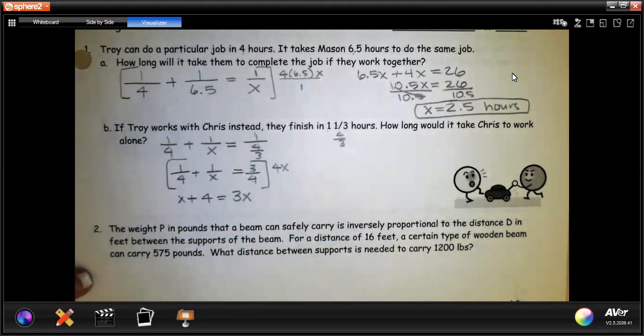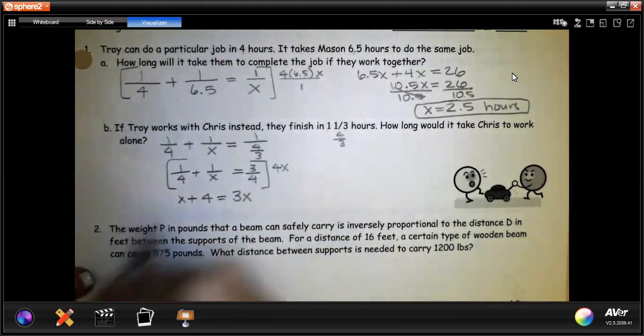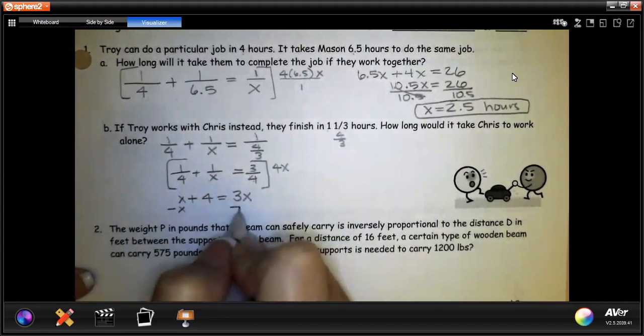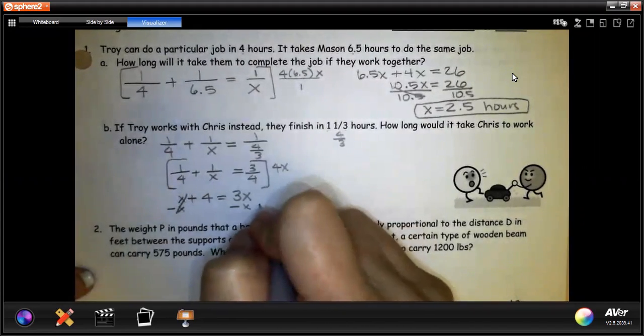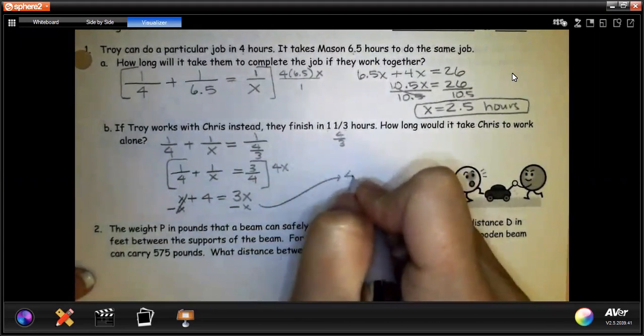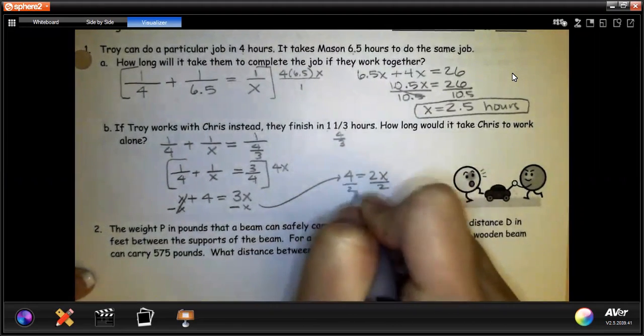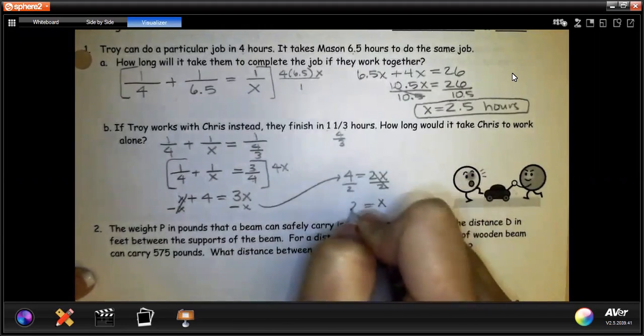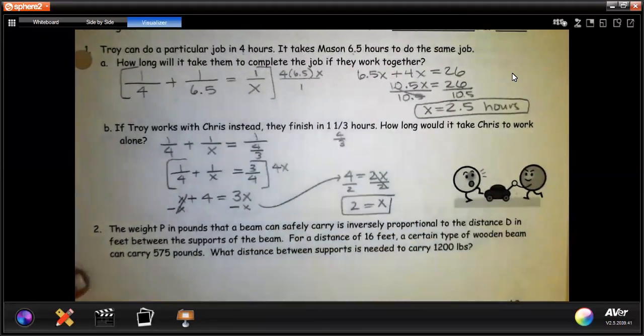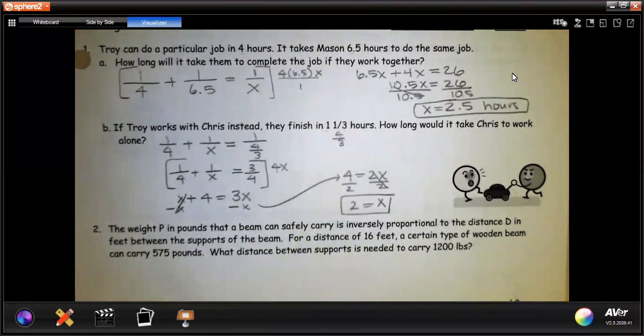We've cleared out our denominators. We've made this an easy equation to solve. We subtract this x to get it to the other side. And so we get 4 is equal to 2x. We divide by 2. X is equal to 2 hours. Chris is definitely the fastest.